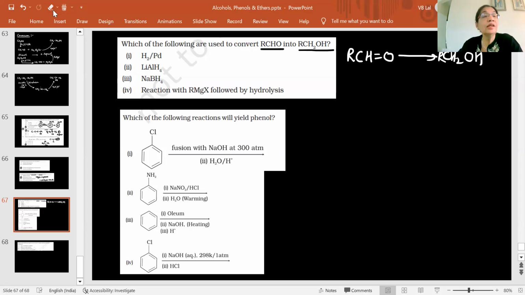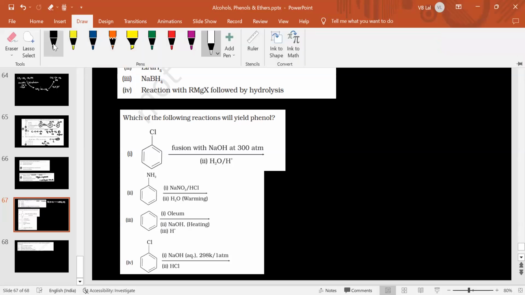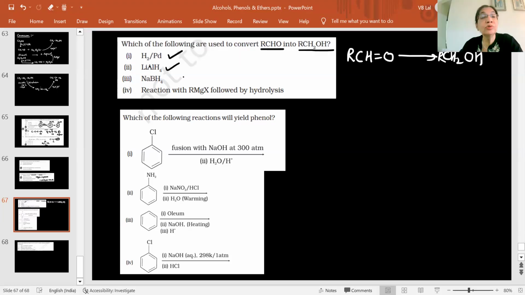So the answer, anyone who can give me this answer? Is it 1 and 2, miss? It is 1, it is 2, and also 3. NaBH4 also can. It acts like lithium aluminum hydride only. So 1, 2, and 3, all of them can convert aldehydes into alcohol.